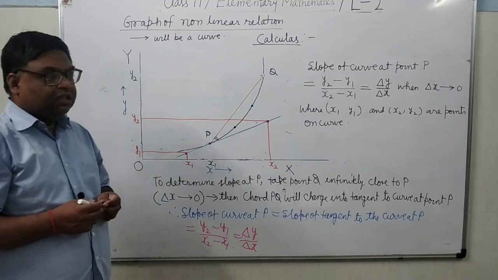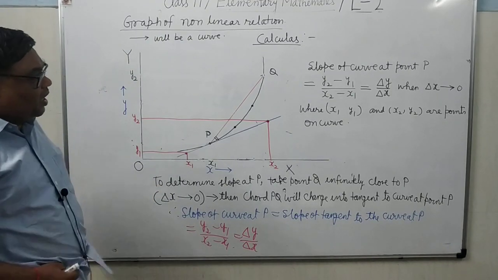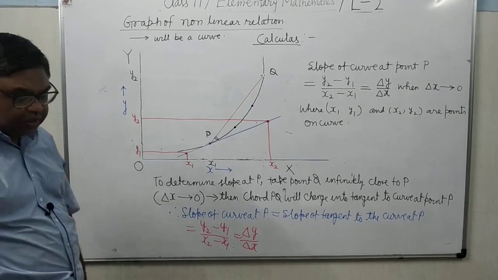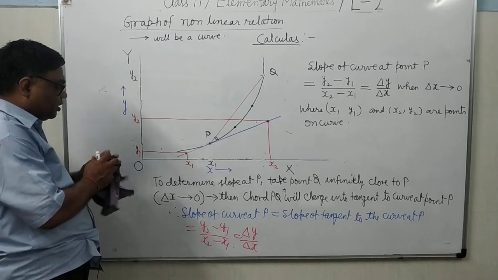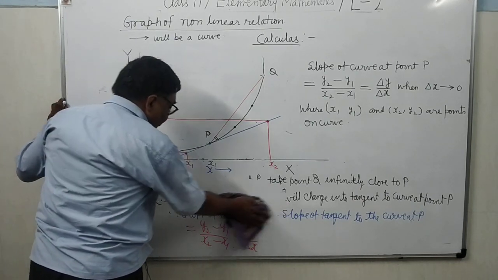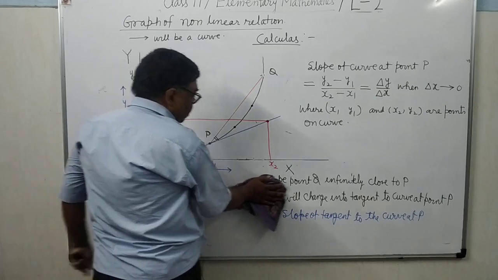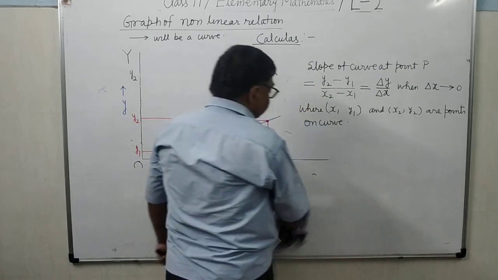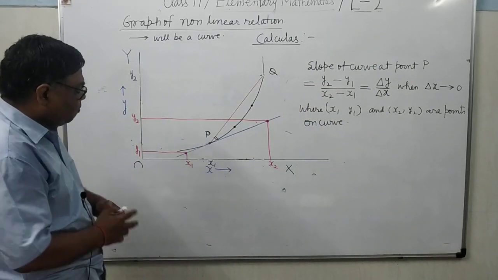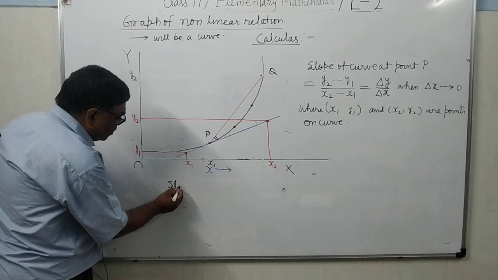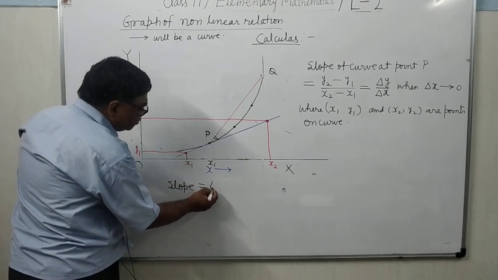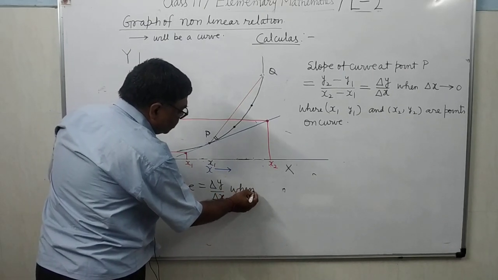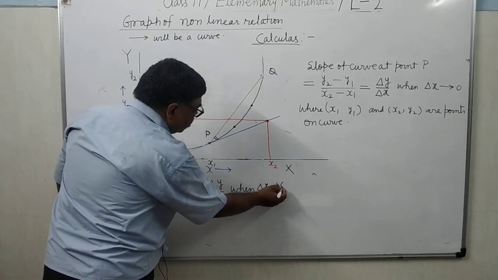It's clear. The value of delta y upon delta x, when delta x is tending to 0, will be the slope of the curve at the point P. But here you have to remember that these points are on the curve. They are not on the tangent. These 2 points are situated on the curve. So the slope equals delta y upon delta x when delta x is tending to 0.